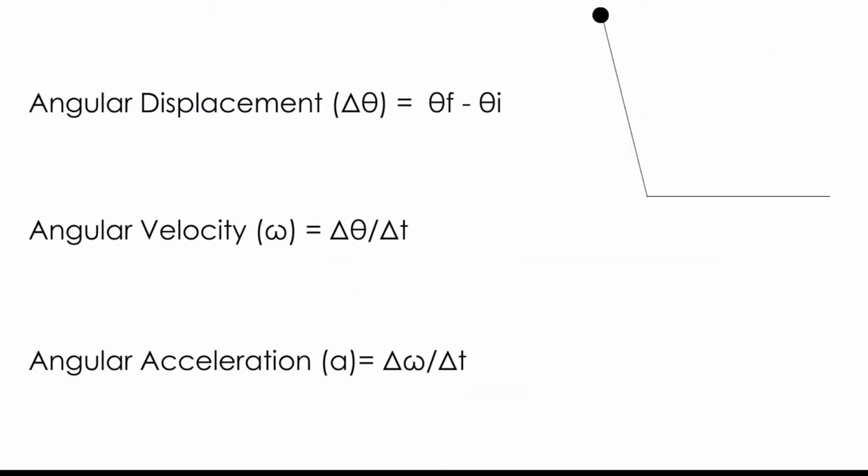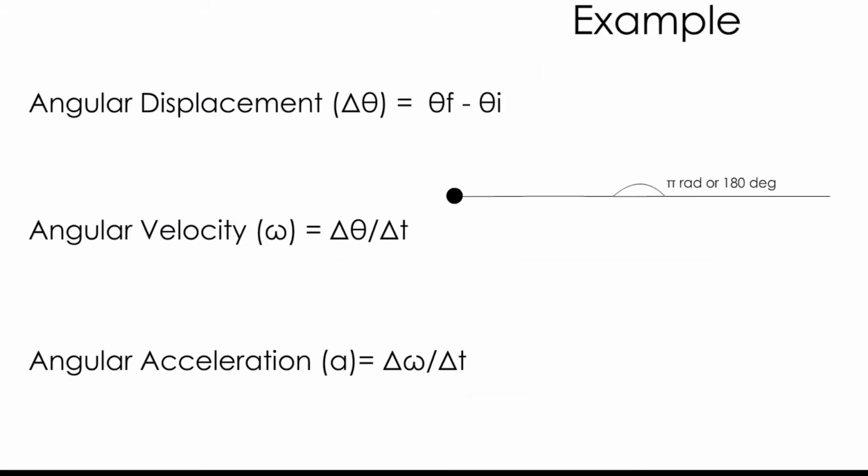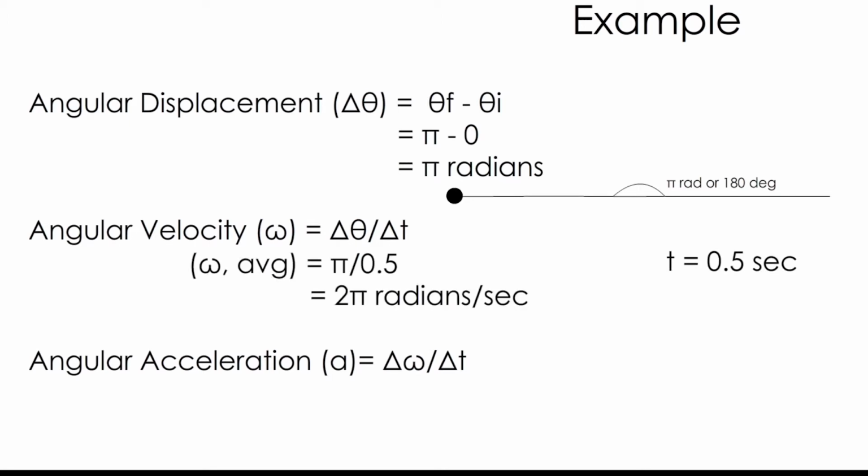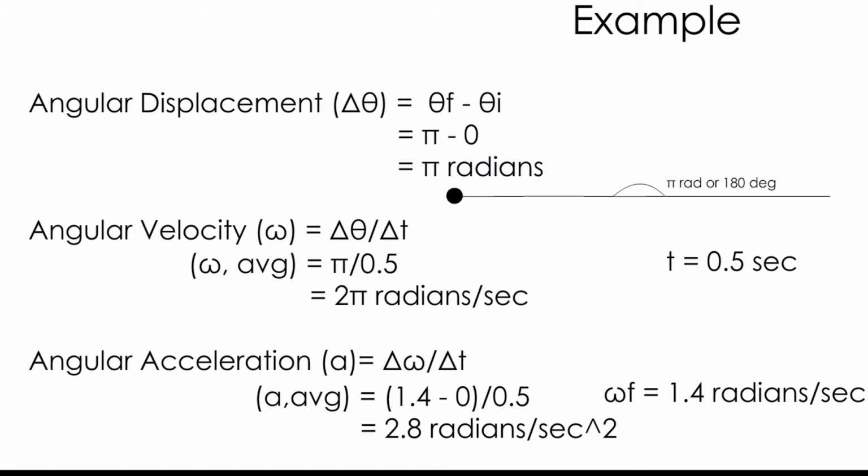Angular displacement is the angle in which an object travels through. Because displacement is in a circular motion, we measure displacement in radians rather than meters. Hence, angular displacement is our change in angle, denoted by delta theta. Angular velocity is a change in angular displacement over time, and is denoted by omega. And angular acceleration is our change in angular velocity over time, denoted by alpha. With this knowledge in mind, we now have a much better understanding of describing the motion of headspins.